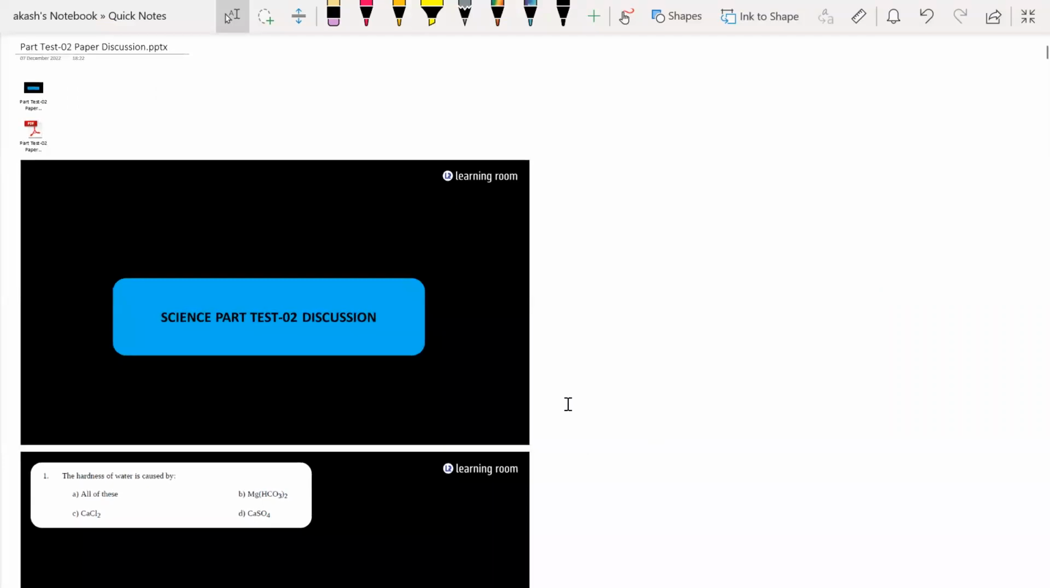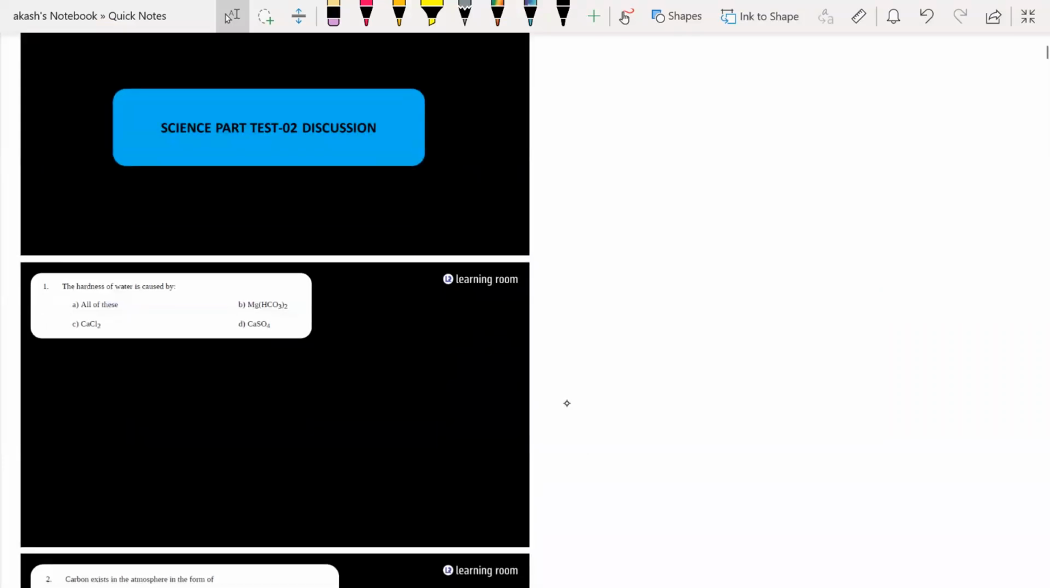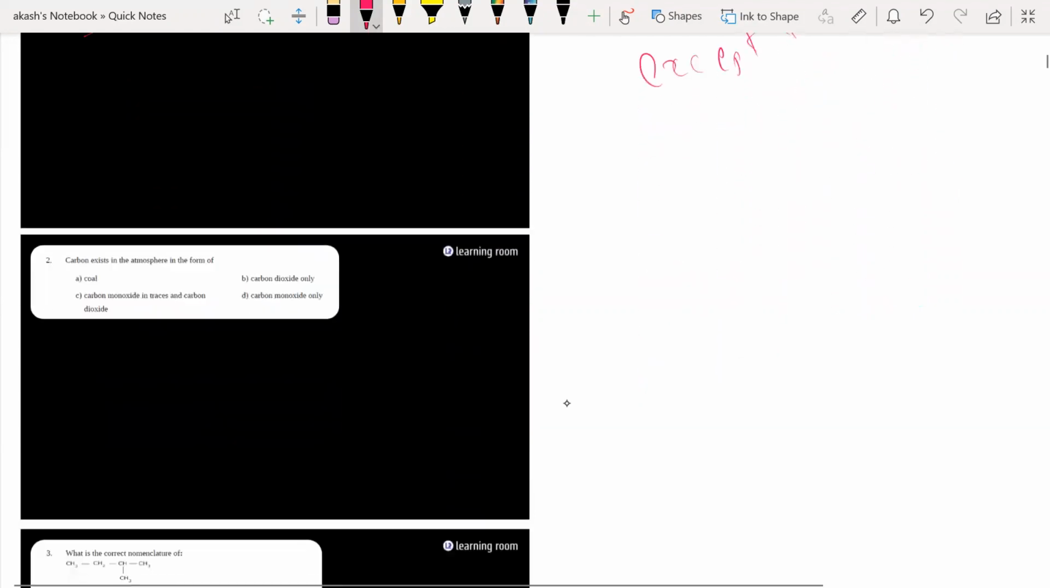Okay. Right. So next, first question: the hardness of water is caused by Mg(HCO3)2, CaCl2, and CaSO4. All of these, any calcium and magnesium salts will be able to do this, except for carbonates, right? Except for CO3 2-. Other than that, all anions of magnesium and calcium will cause hardness.